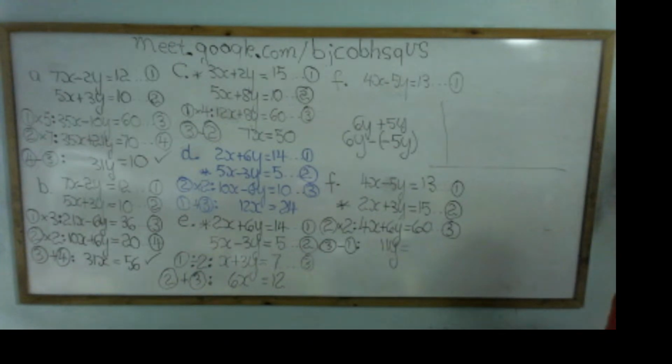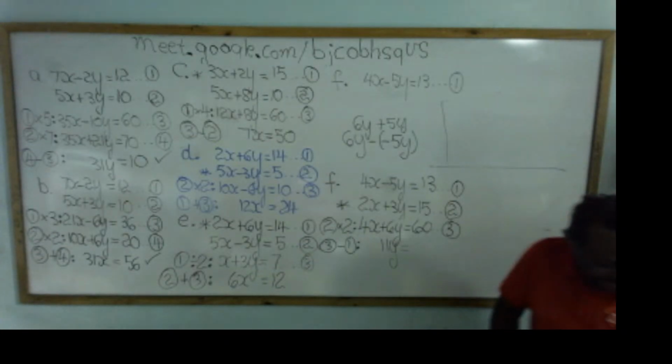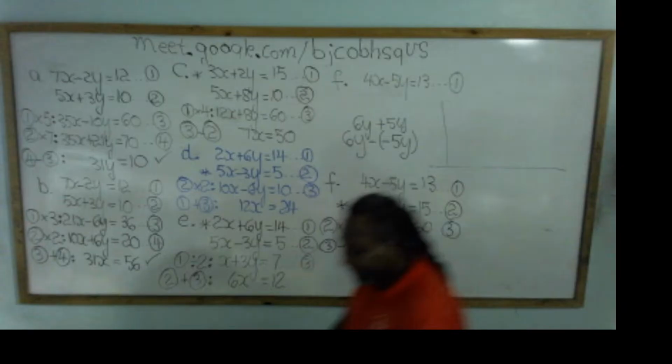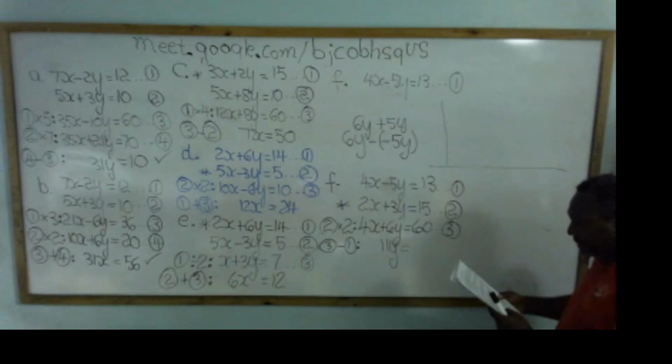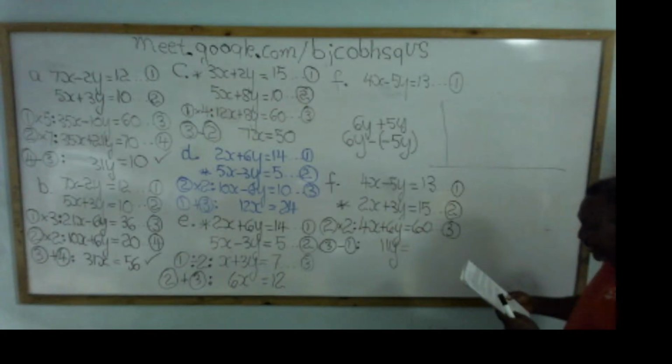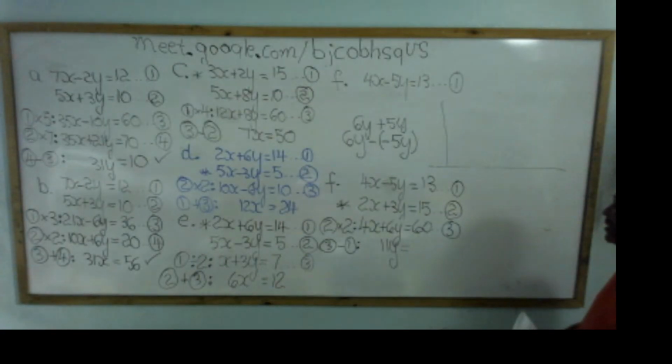I doubt very much that the system of equations is exactly like we have it right there. Let me take a look at it and see what it really should be. 4x minus 5y is equal to 13, and 2x plus 3y is equal to 5. All right, so let's look at this now.